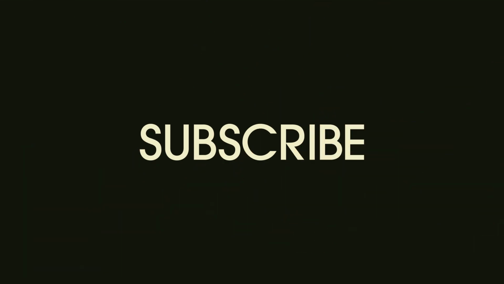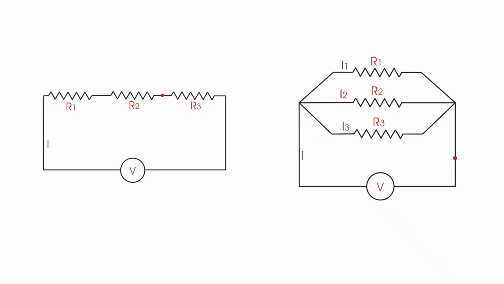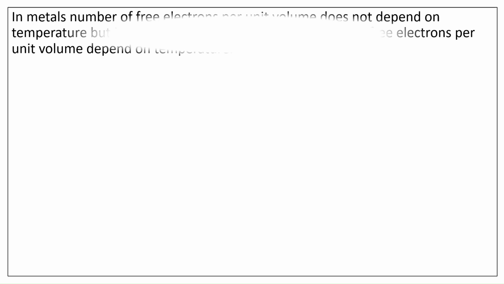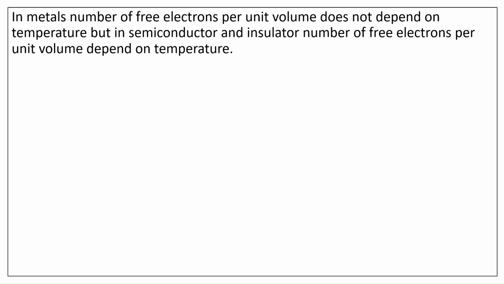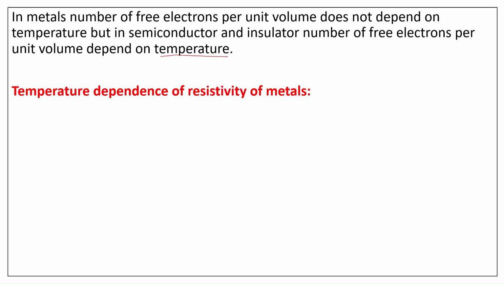Let's start. In metals, the number of free electrons per unit volume does not depend on temperature, but in semiconductors and insulators, the number of free electrons per unit volume depends on temperature. Temperature dependence of metals.